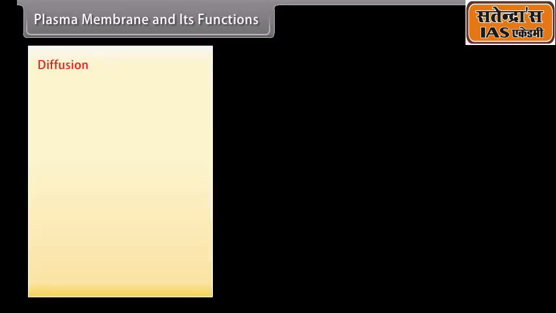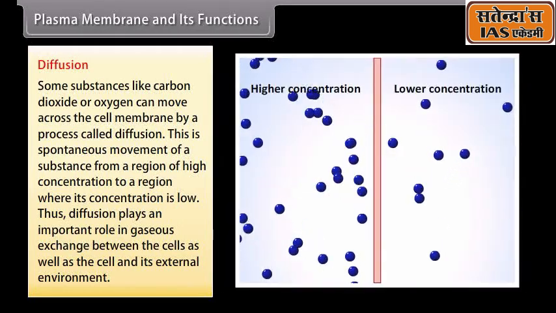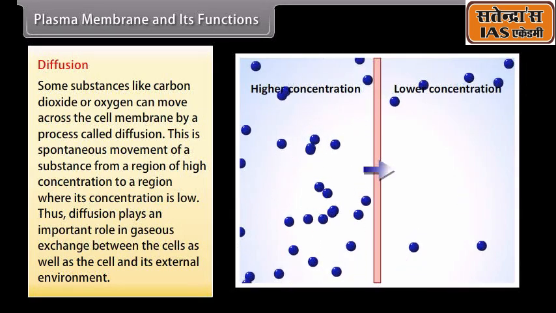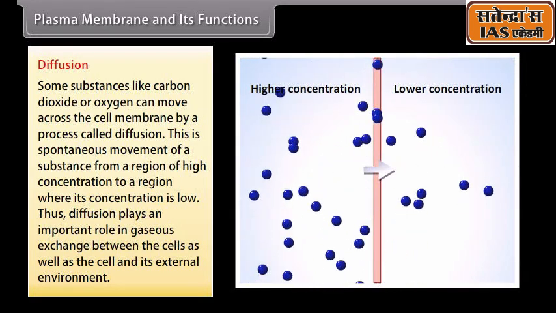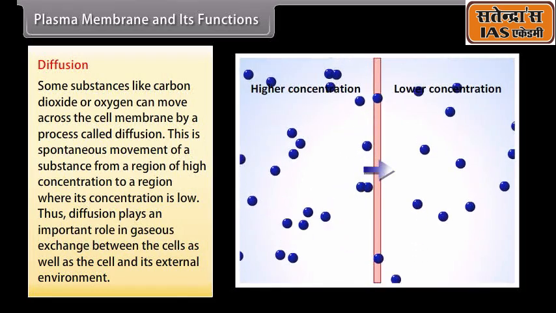Diffusion. Some substances like carbon dioxide or oxygen can move across the cell membrane by a process called diffusion. This is the spontaneous movement of a substance from a region of high concentration to a region where its concentration is low. Thus, diffusion plays an important role in gaseous exchange between the cells as well as the cell and its external environment.